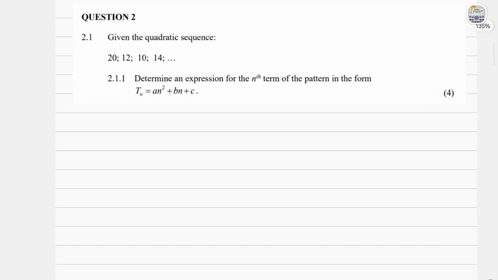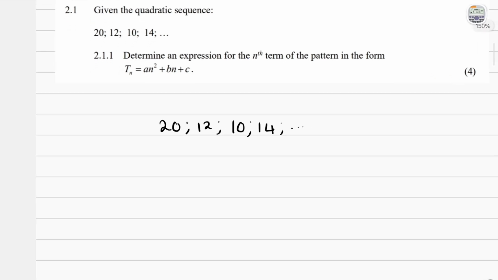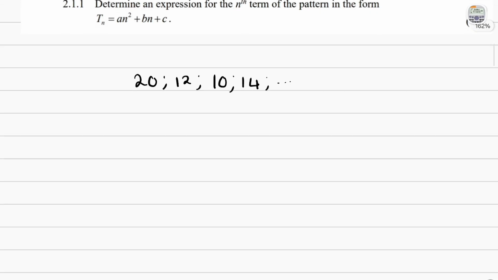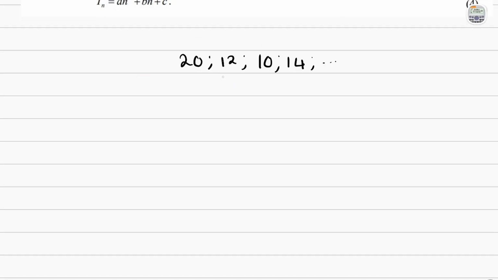Question 2 says, 2.1, given the quadratic sequence, and we have 20, 12, 10, and 14. Okay, we need to determine an expression for the nth term of the pattern in the form of Tn equals an squared plus bn plus c. So the first step is we need to find the first differences. So we'll say 12 minus 20, and that is negative 8. And then 10 minus 12 is negative 2. And 14 minus 10 is positive 4.